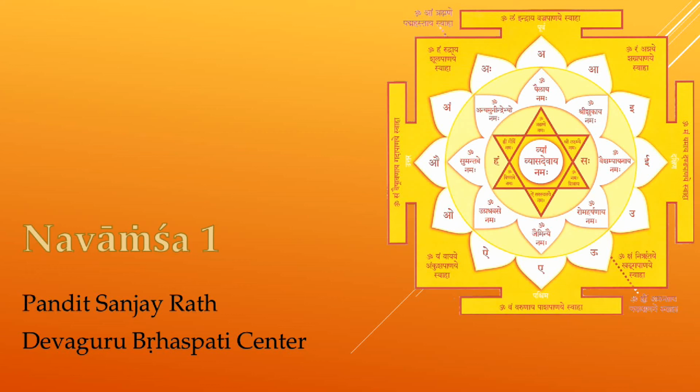What happens if somebody's Navāṁśa Lagna is in the 11th house from the Rashi? Is the person spiritual? Let's say somebody has Pisces Lagna and Capricorn Navāṁśa. Is the person spiritual or not? Yes. The 12th house is the house of liberation.